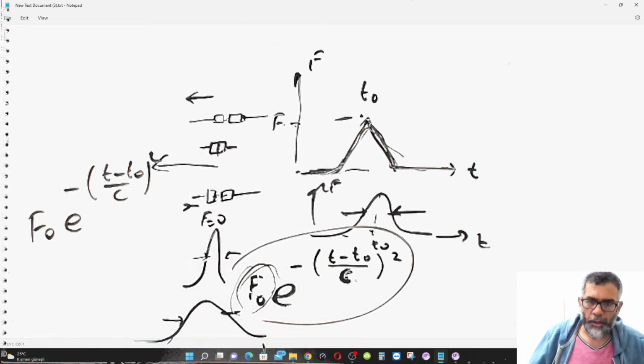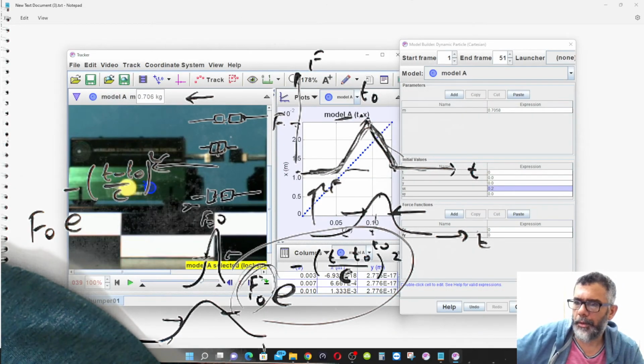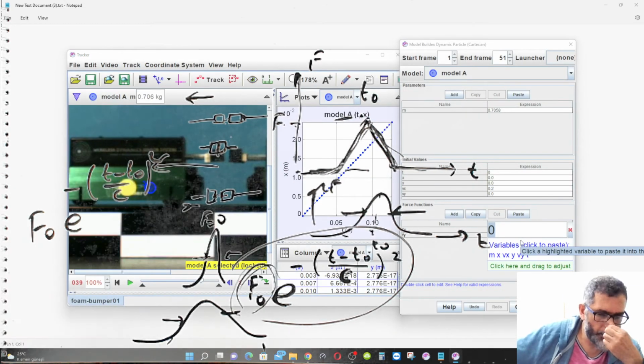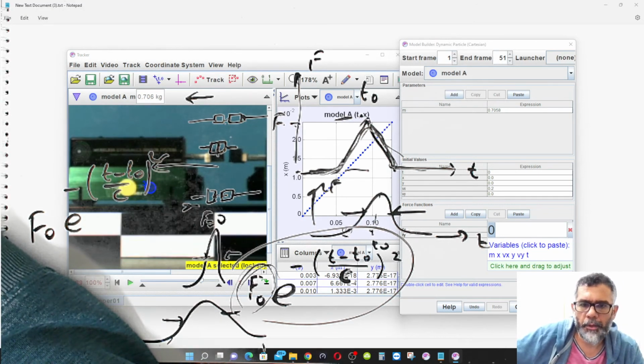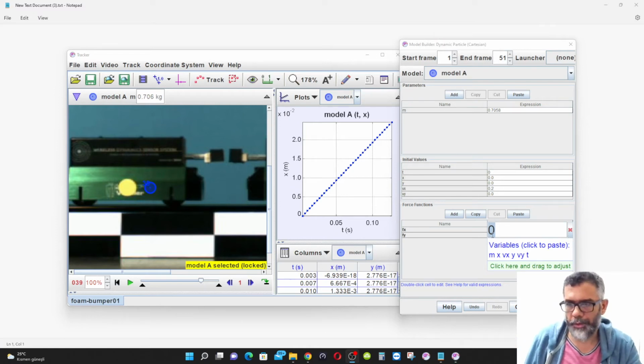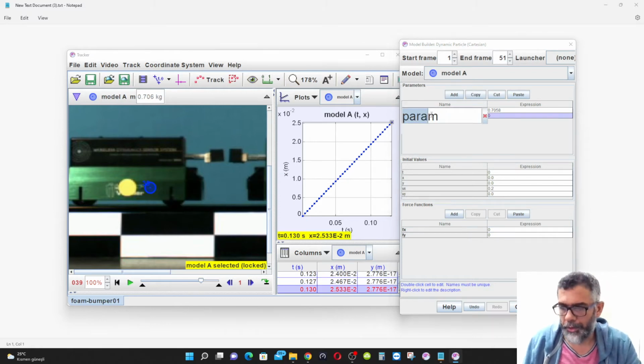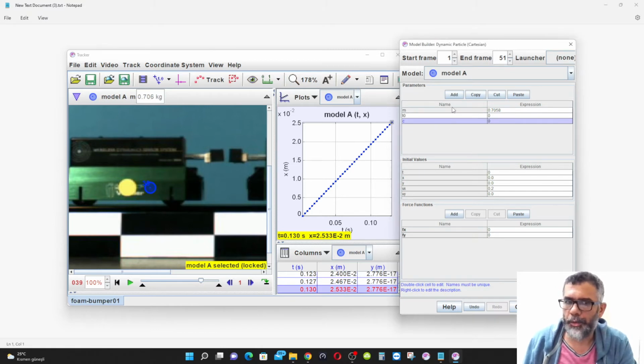Okay, let's put this over here, fx, because the collision takes place in the x direction. Let me disappear this. Okay, so f0. Let's first put our next parameter, which is t0. T0. All right. And the other parameter is c, the duration of the collision, and the other parameter is maximum force, f0.